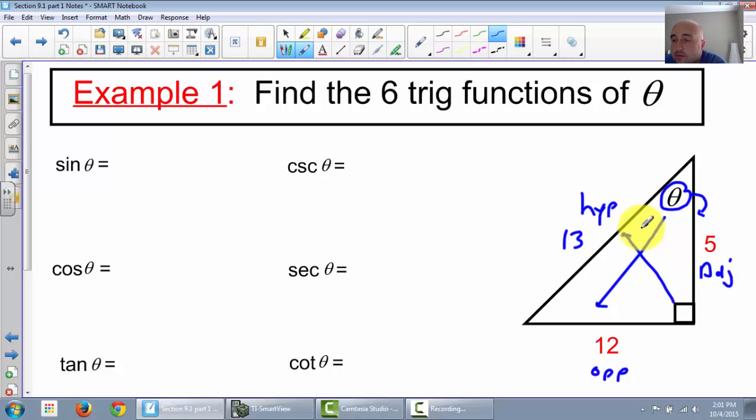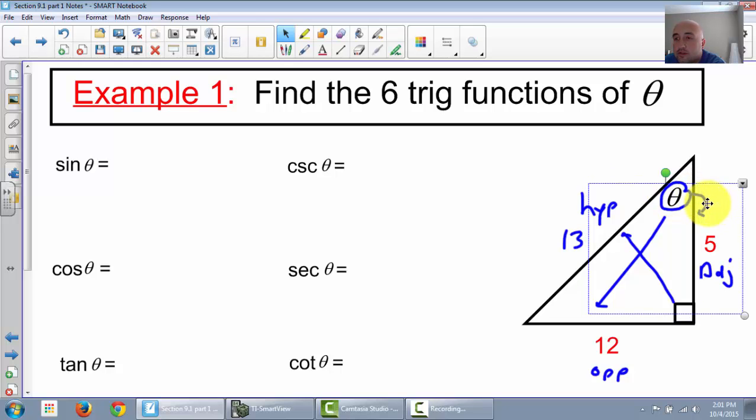Okay, now we should be able to do all of our trig functions. Okay, let me get rid of this. Let me get rid of this thing here.